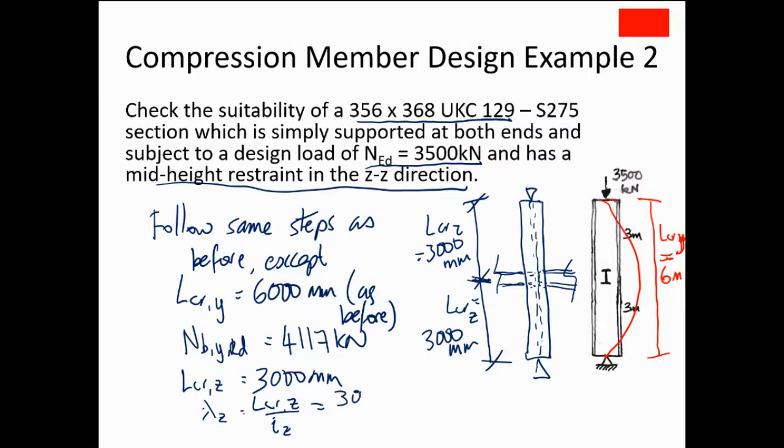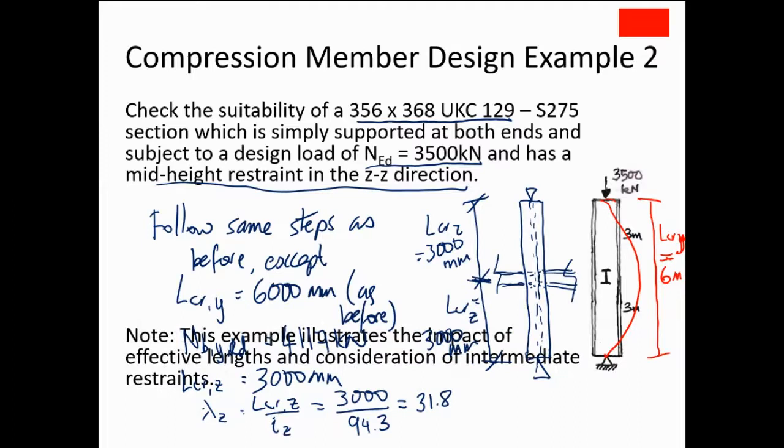So the critical length around the Z is 3,000 millimeters, all over the radius of gyration, which is 94.3, straight from the blue book, like what we had done previously. So we've got the slenderness value equal to 31.8. And then the normalized slenderness value is equal to the slenderness value divided by the reference slenderness value. Remember we said the reference slenderness value was equal to 93.9 epsilon.